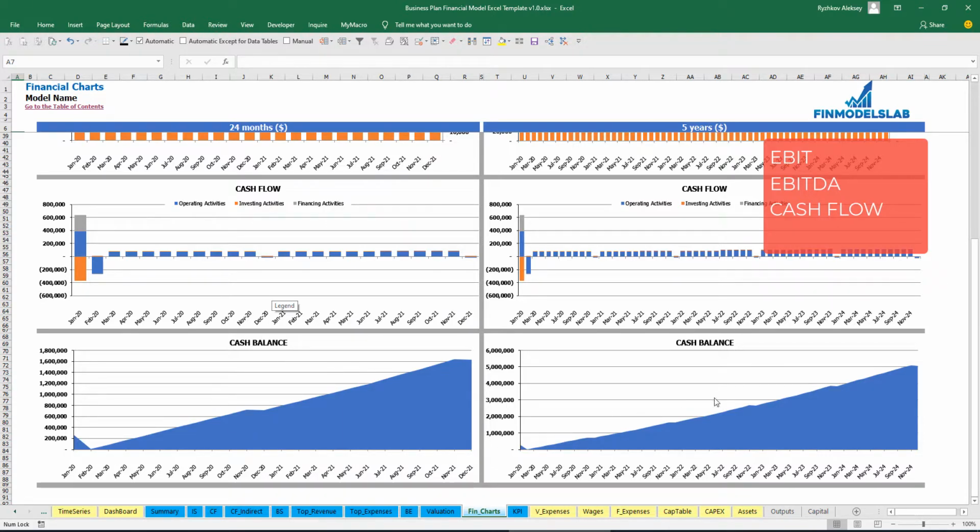And on the last set of charts, you can see the cash balance, also broken down by months for 2 years and for the 5 years.